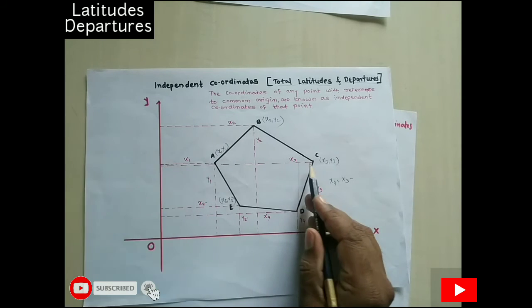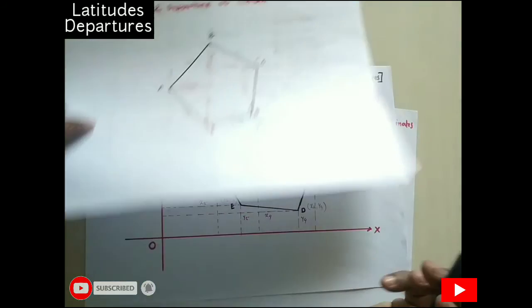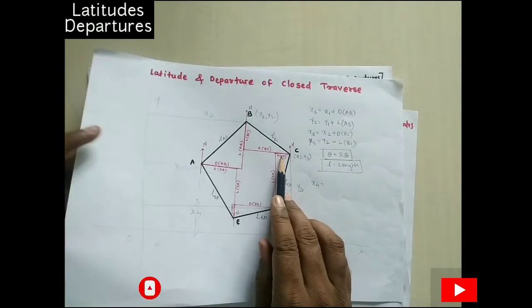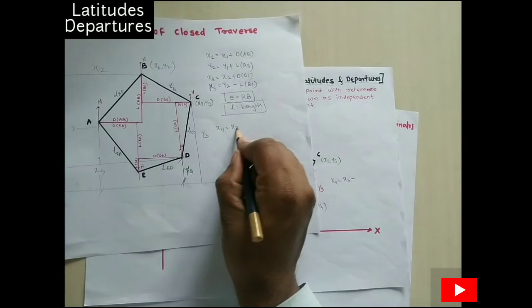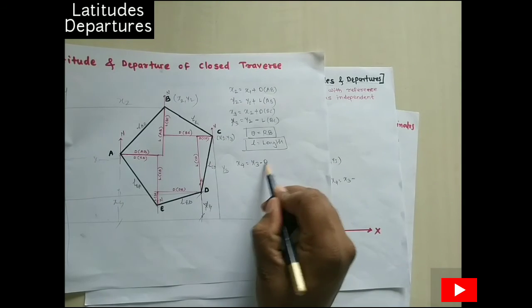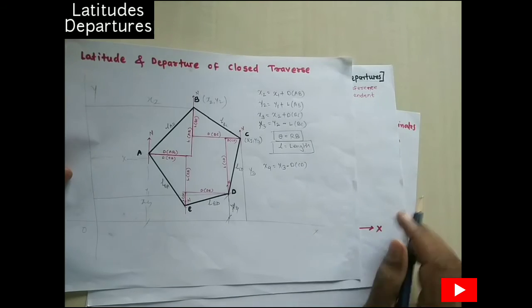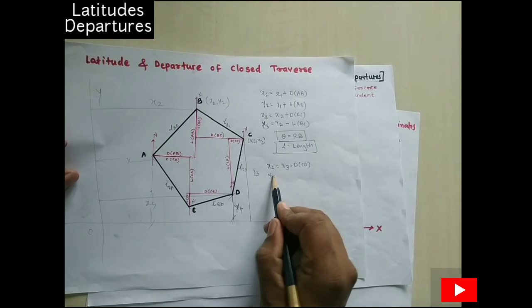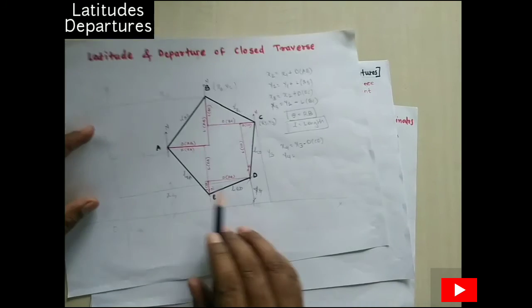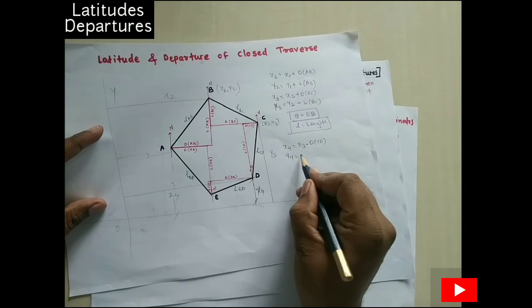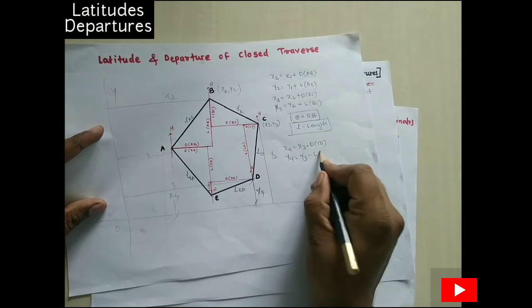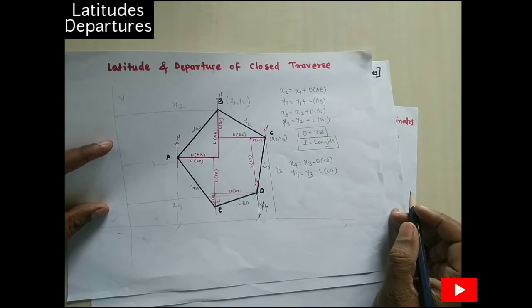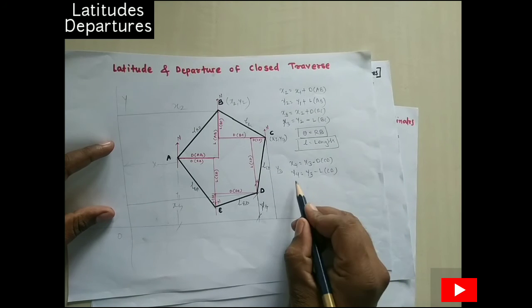Departure of CD. Okay, here you can see departure of CD. Then I will calculate x4 is equal to x3 minus departure of CD. Okay, now for y4, I will use y3 minus latitude of CD. So in this way you can calculate the value of coordinates.